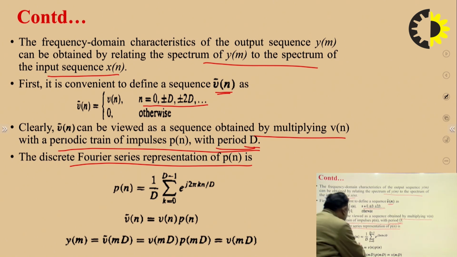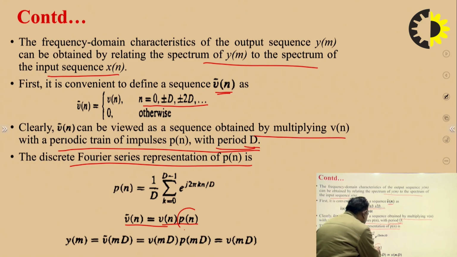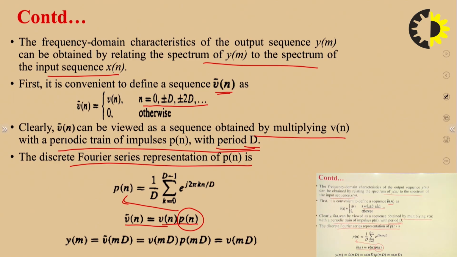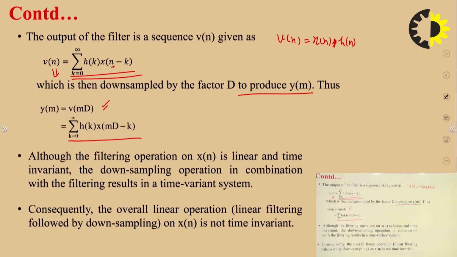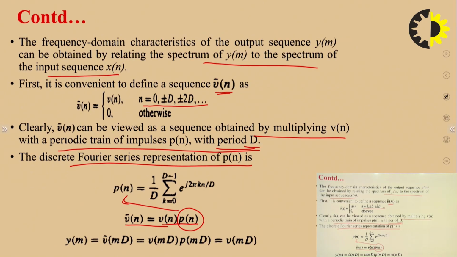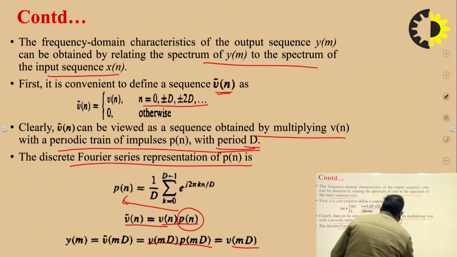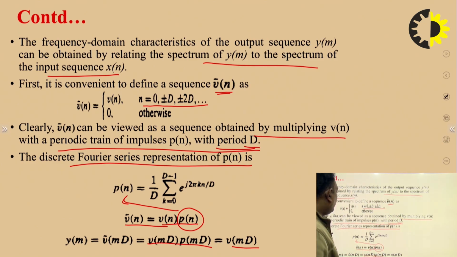Now v tilde(n) is v(n) into p(n), where p(n) is what we have already discussed. From here, y(m) is equal to v tilde(md), which is obtained by putting n equals md. So it is v(md) into p(md), and p(md) equals 1, so it equals v(md).